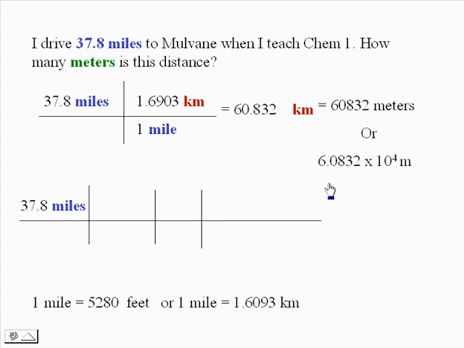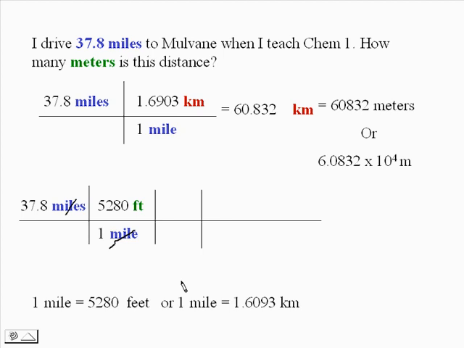And it would be 60,832 meters, or I could write that as a scientific notation. Both of those would be correct. Let's say I use the second one that says a mile equals 5,280 feet. As long as I continue with this and cross out as I do my work, I cannot do this wrong.